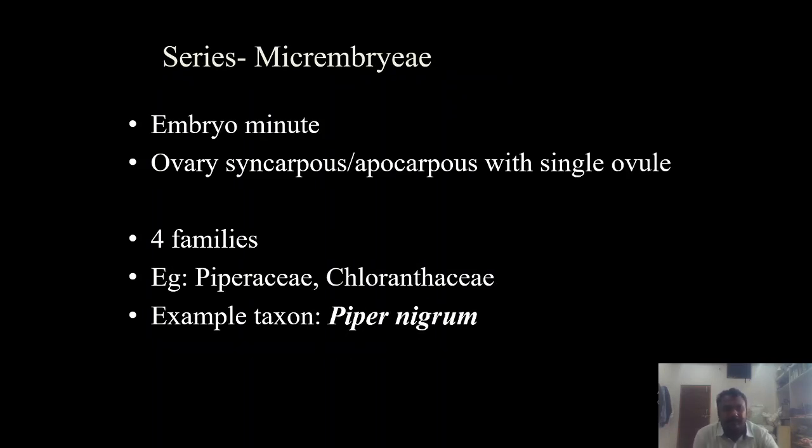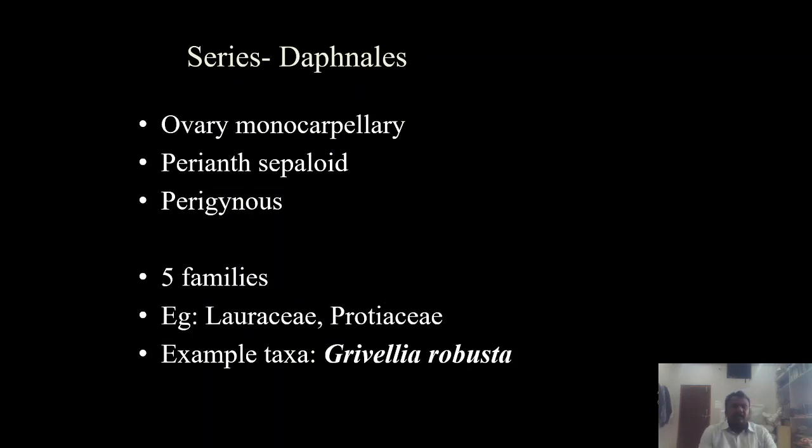Series Microembryeae, embryo minute, ovary syncarpous or apocarpous with single ovule. 4 families were identified. Some of the examples here: Piperaceae, Chloranthaceae. Example, Piper nigrum. Series Daphnales. Ovary monocarpellary, perianth sepaloid, perigynous flowers are present. 5 families: Lauraceae and Proteaceae are the examples. Grevillea robusta from Proteaceae.